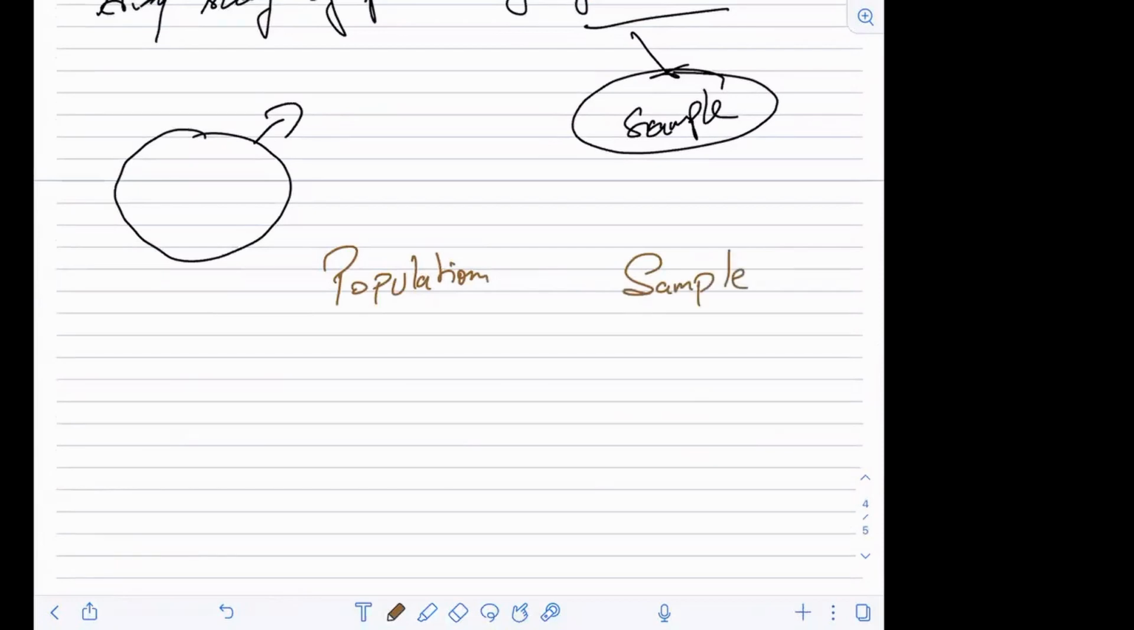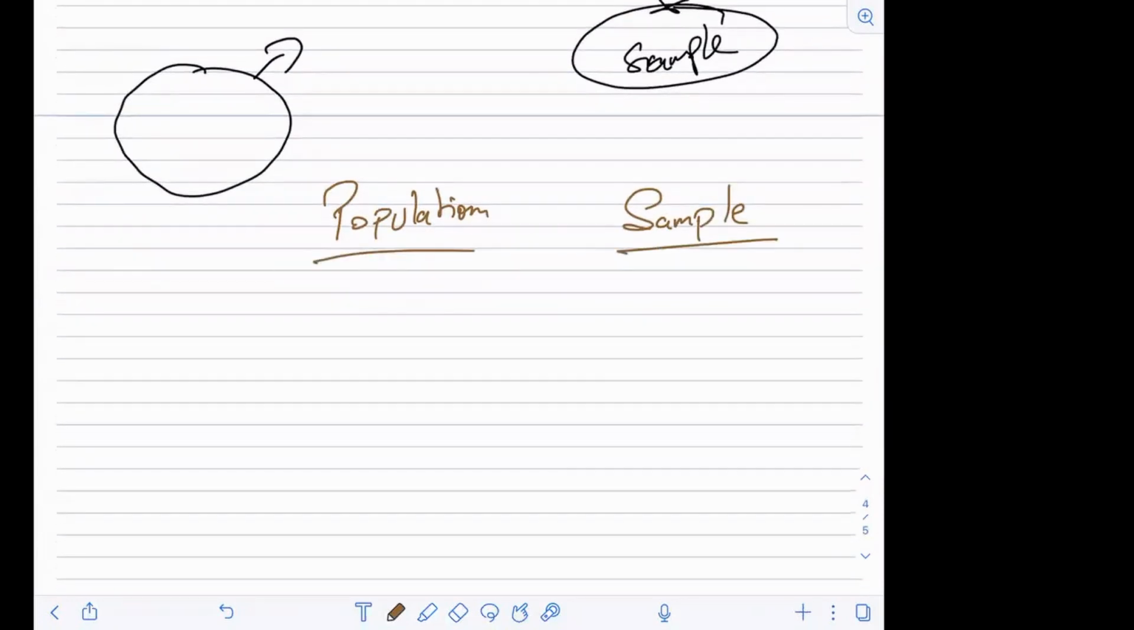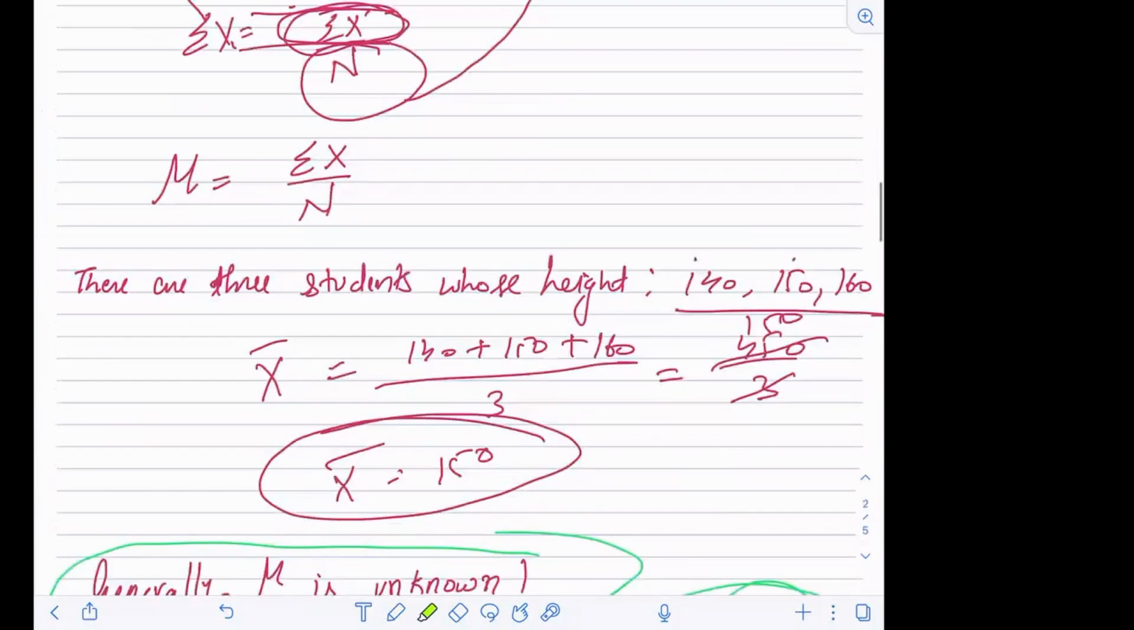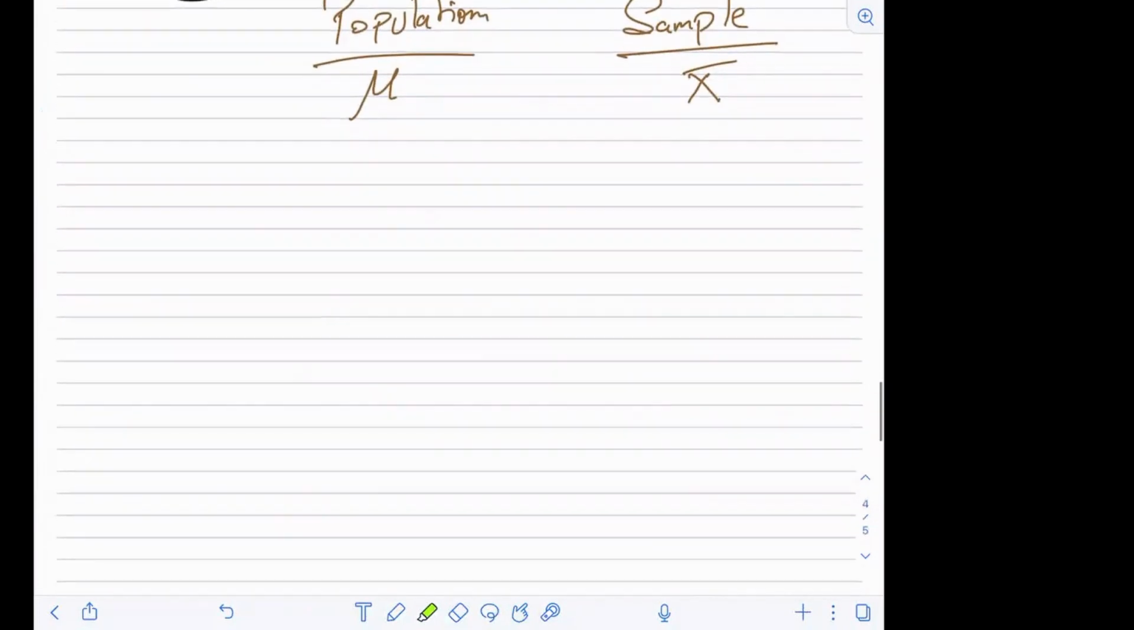So when it is population and sample, as I told you, mu is the average of the population, and mean is also an average, but it is the average of a sample. I wrote capital N and small n. So when it is capital N, it refers to the number of observations of the population.